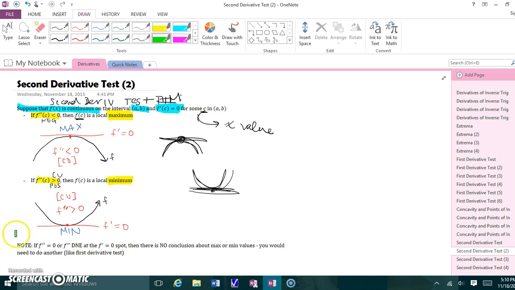One thing to be aware of is if you're at that spot where the first derivative is 0 and you find out that the second derivative is also 0, or that the second derivative doesn't exist, you can't make a conclusion about max or min values. You really need the second derivative to be a positive number or a negative number so you can decide if it's concave up or concave down. If you ran into something like this, you might want to consider using another test like the first derivative test.